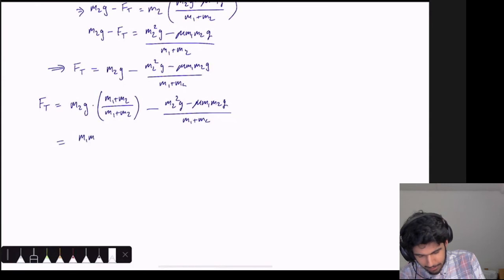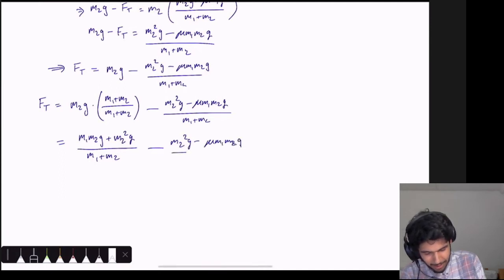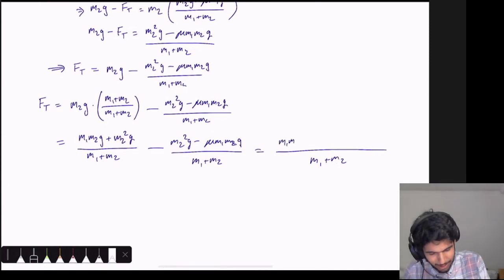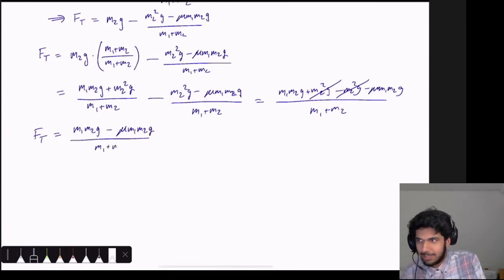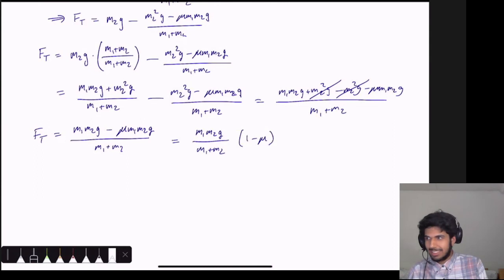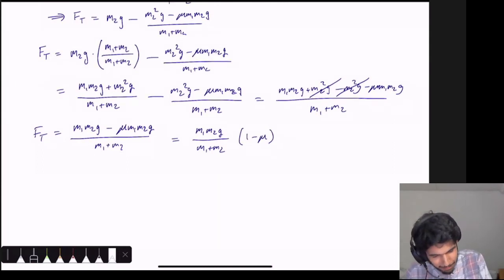And then we can do a little bit of distribution in the numerator. m2 squared g, all of this over m1 plus m2. Minus m2 squared g minus mu m1 m2g, all of this over m1 plus m2. So now we create one large fraction because the bases are common. m1 m2g plus m2 squared g minus m2 squared g minus mu m1 m2g. This cancels with that. Alright, we're getting there. ft equals m1 m2g minus mu m1 m2g, all of this over m1 plus m2. And if we're feeling fancy, we can even factor this a little bit, and this is common to both terms, 1 minus mu. And that is our answer. I think I may have forgotten, oh wait, this is a plus sign here.